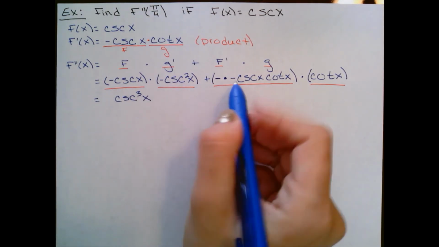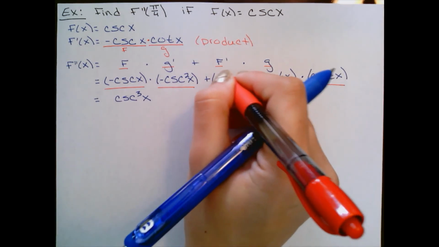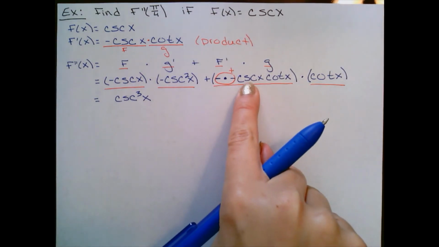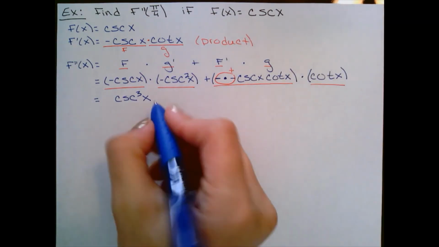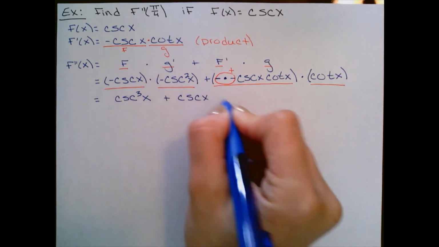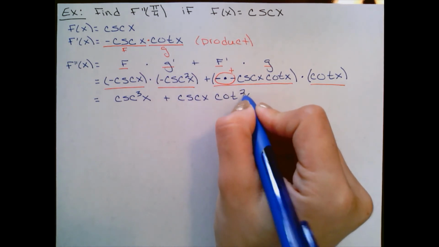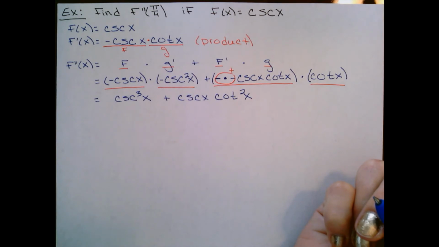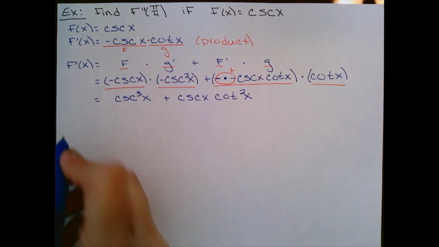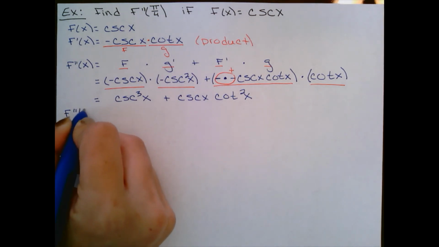And then here, these two negatives make a positive, okay? And now I have one cosecant, and I have two cotangents. So I'm going to say plus a single cosecant times, there's two cotangents, so I'm going to write cotangent squared, okay? So now that I have finished finding my second derivative, I need to plug in that pi over 4.